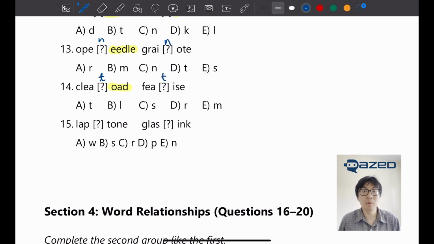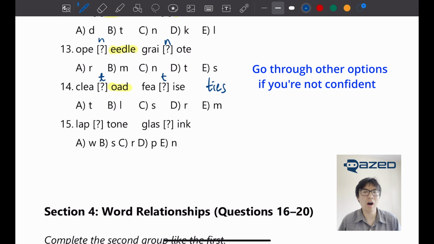But the one that I'm a bit worried about is ties. Ties I'm not really seen in this format. If I were to say it, that is a word. But remember, this is how you spell it. So in this situation, I'll probably be a bit more skeptical because I'm not 100% confident.